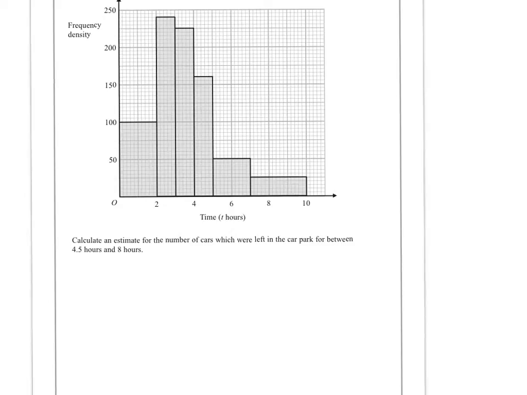Now in a histogram, frequency is proportional to the area. So if I want to calculate an estimate for the frequency, I need to work out the area between 4.5 hours and 8 hours. So between 4.5 and 8 hours.